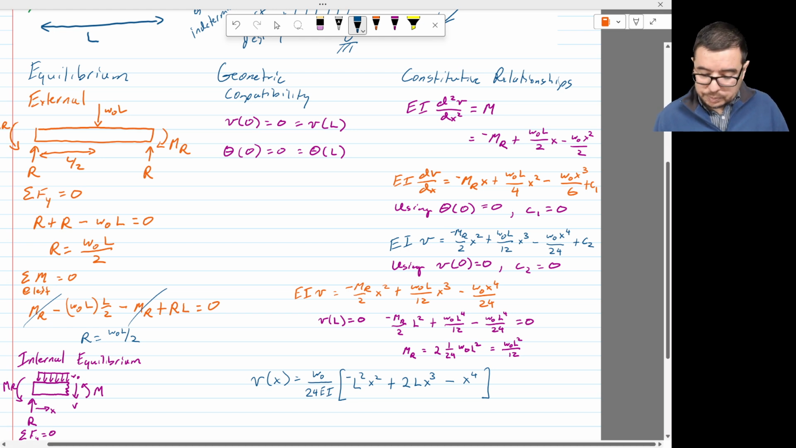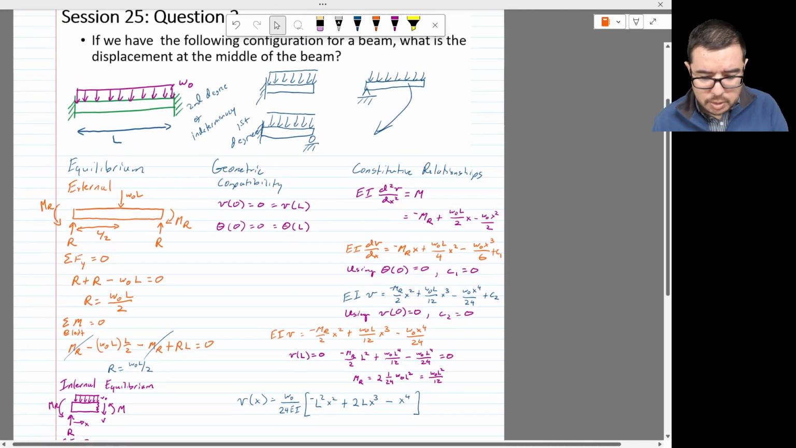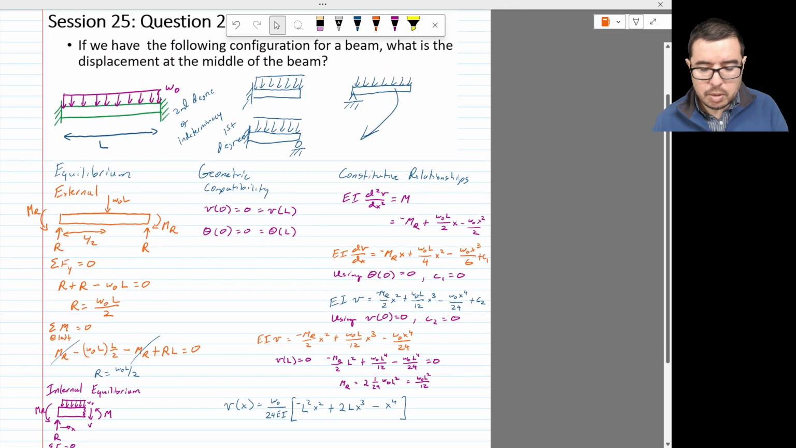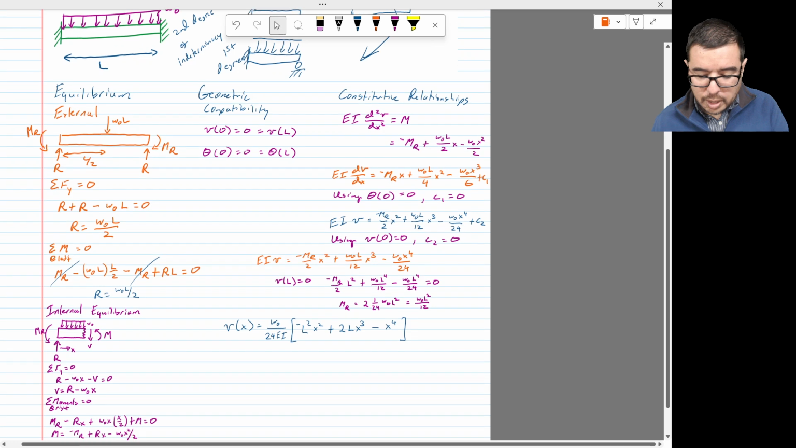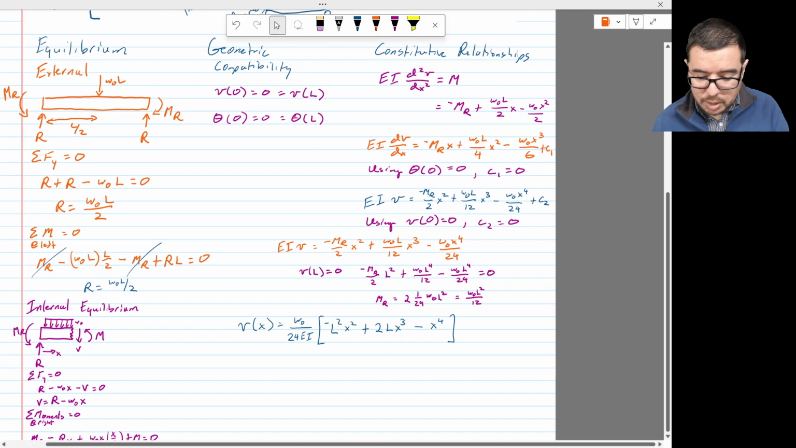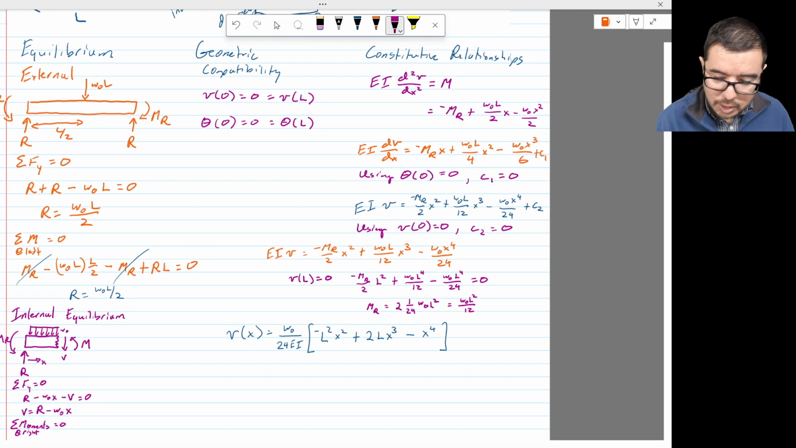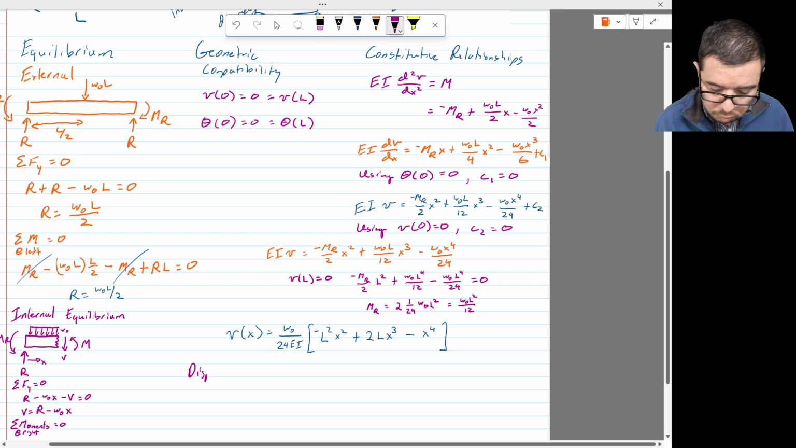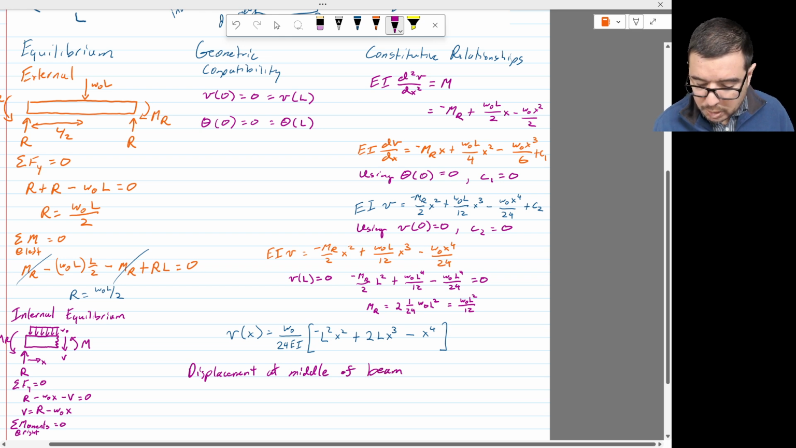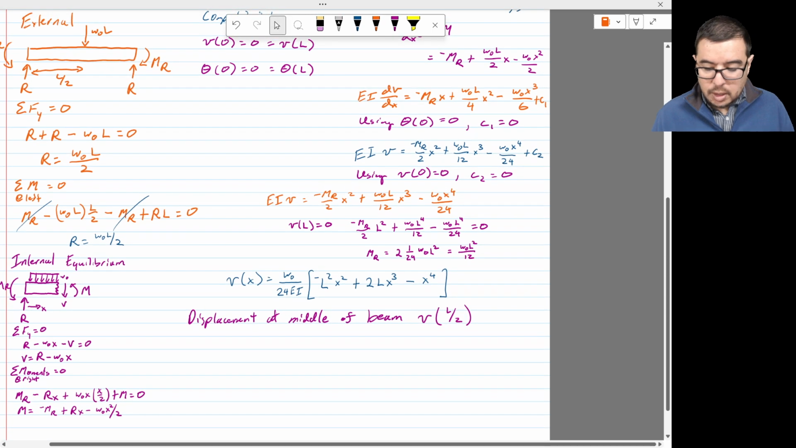Now, did it ask us for any information? Say, what is the displacement at the middle of the beam? All right, so in order to figure out the displacement at the middle of the beam, the displacement at middle of beam would be v, little v of L over 2, right? At x equals L over 2.